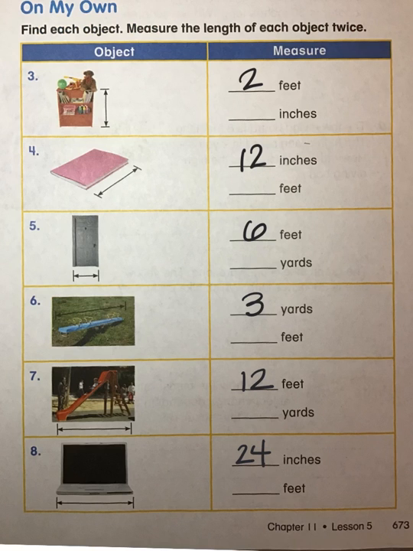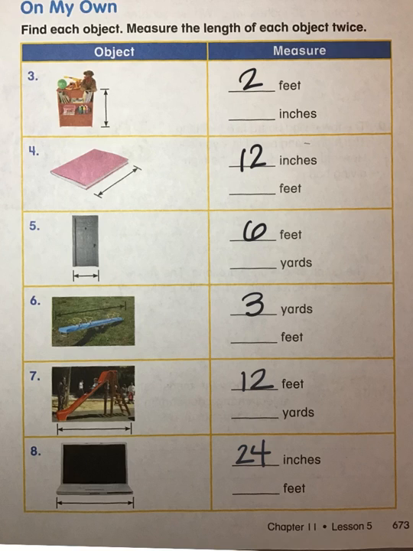Okay, let's look at the top of page 673. They want you to find each object, measure the length of each object twice. Okay, so I'm not going to have you worrying about running around your house and measuring things. Instead, I've plugged in a few numbers, and together we are going to figure out how many inches, feet, or yards these things are. So the first thing is the bookshelf.